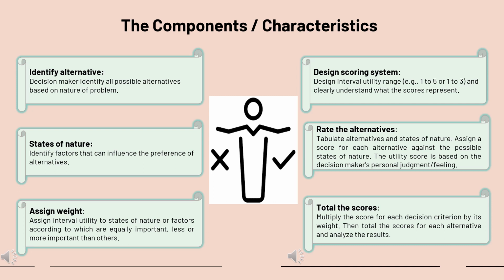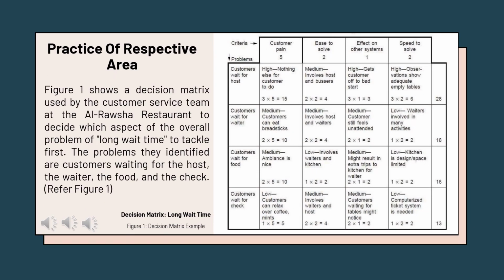The next one is rate the alternatives. Tabulate alternatives and state of nature. Assign a score for each alternative against the possible state of nature. The utility score is based on the decision maker's personal judgment or feeling. The last one, total the scores. Multiply the score for each decision criterion by its weight, then total the score for each alternative and analyze the result. Here, I will show an example of the decision matrix.